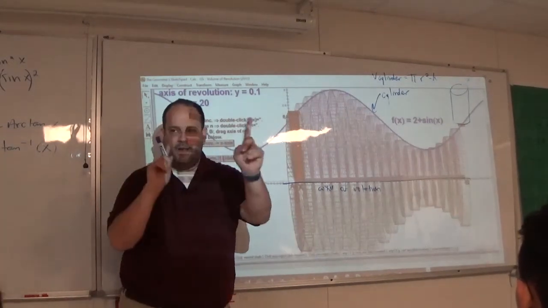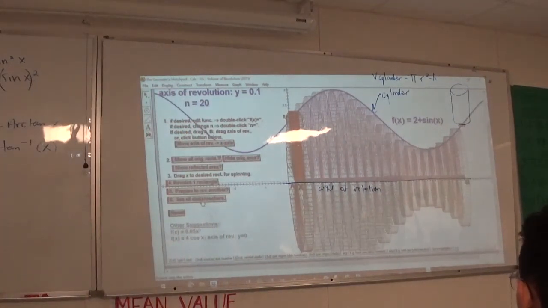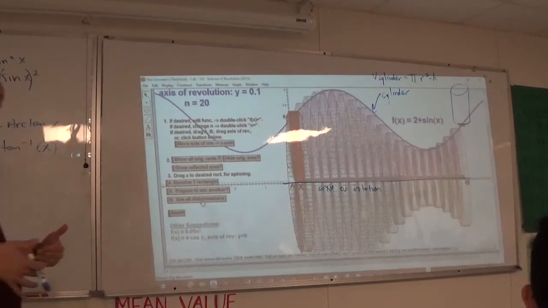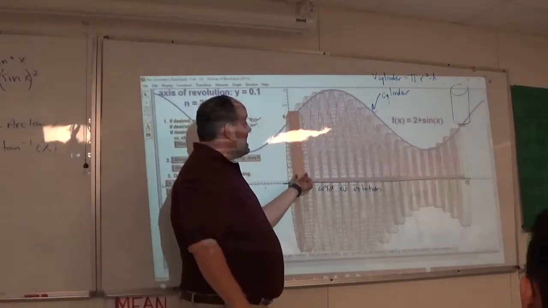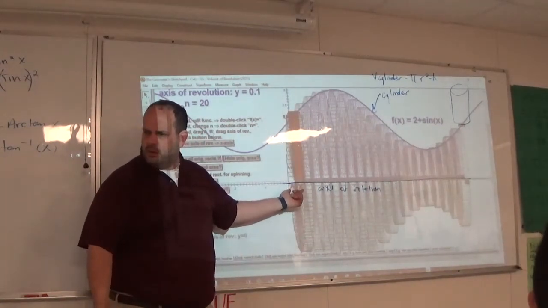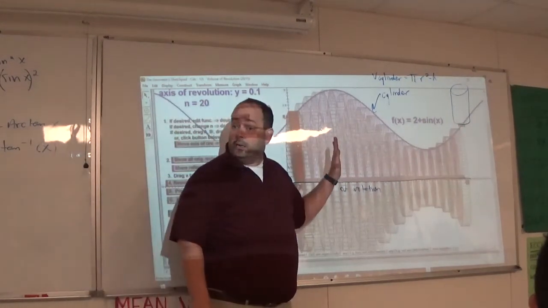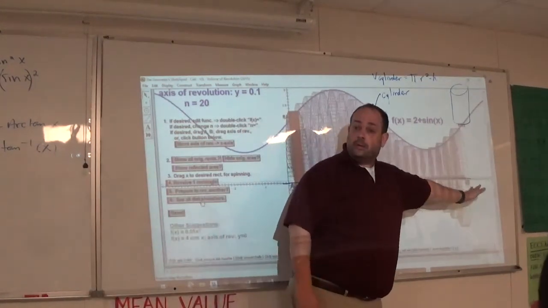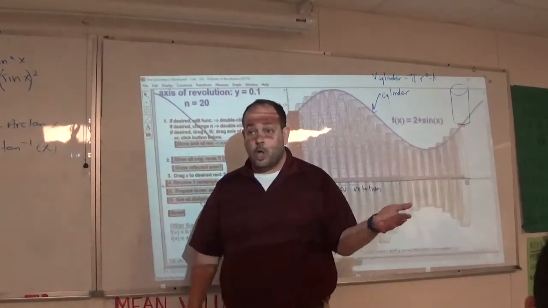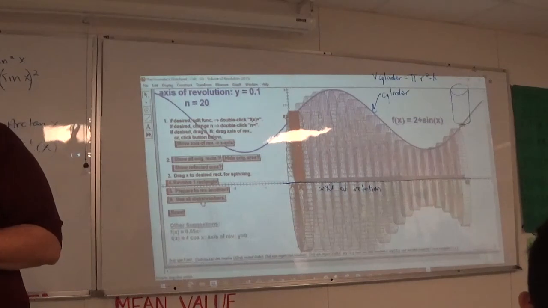I hope there are connections happening in your brain and you're like, oh, it's just like what we did with area, except area was flat. Area involved finding areas of rectangles. And then what would we do? You find the area of a rectangle and then you added them all up. How many? Infinite. All of them, and to get to the exact answer, you take the limit as n approaches infinity.